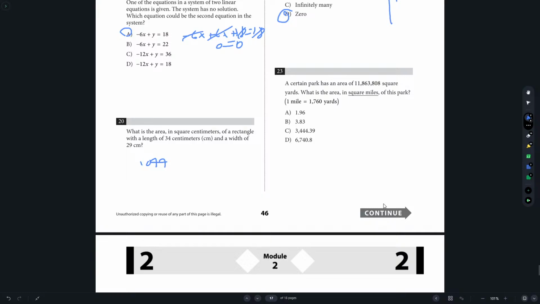A certain park has an area of 11 million square yards. What is the area in square miles of the park? So 1 mile is this many yards. So 1 mile squared is 1760 times 1760. It's 3,097,600. And 11,863,808 divided by 3,097,600 is 3.83.